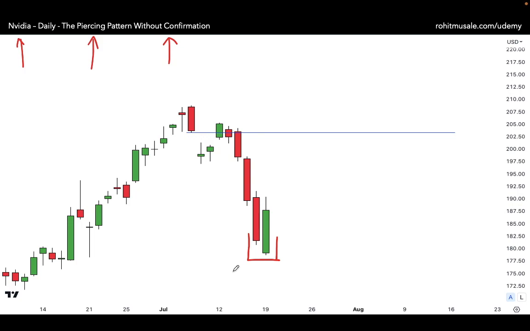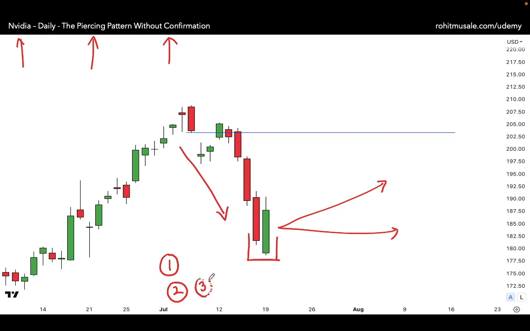So what are the conditions for a piercing pattern? Number one, it has to come after a downtrend. A piercing pattern is a bullish reversal pattern, which means after this pattern, the price will either go sideways or it will go higher. Either of these two conditions are most likely to happen. So the first condition is it comes after a downtrend.